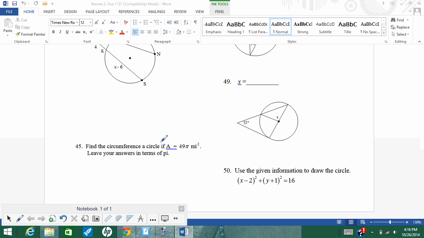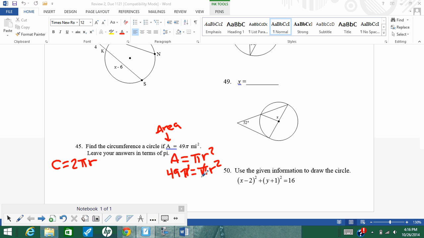The circumference of a circle A is 49 pi, and we want to find the circumference, and we know that A, which is the area, is 49 pi. So in order to find the circumference, we start by using the formula 2 times pi times the radius. We need the radius. Well, we know the area, and we know the formula for area is pi r squared. We know A is 49 pi, so I'll plug in 49 pi for A.